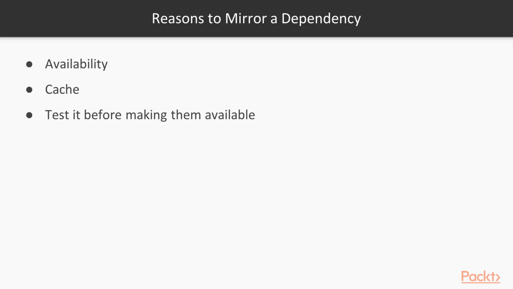And finally, you may want to mirror a dependency to test it before you make it available in your project for all your users. Swift 5 added the dependency mirroring feature. You can enable it through a package configuration file.